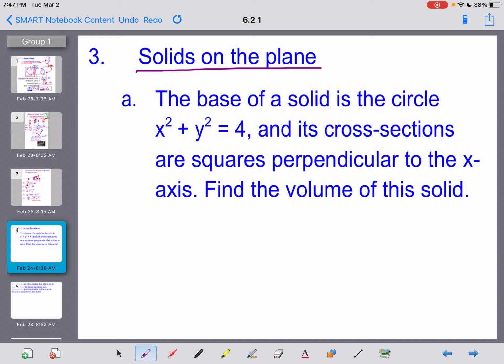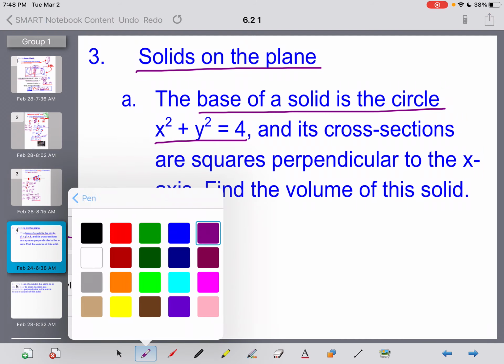In a solid on the plane problem like this, I want you to think about construction, about building a really large structure. Probably the first thing you would do, whether you were building the Convocation Center at NIU or DeKalb High School, is level some ground and pour a foundation, most likely out of concrete. And that's effectively what's happening right here. The base of the solid that we're about to draw is a circle, x squared plus y squared equals 4. So we're going to pour concrete in that shape.